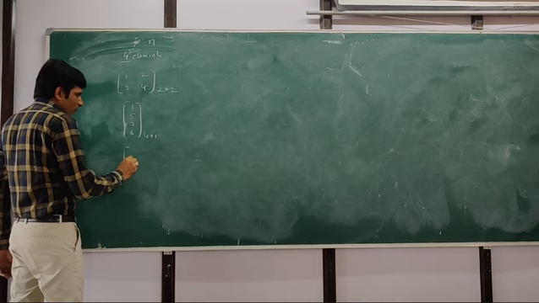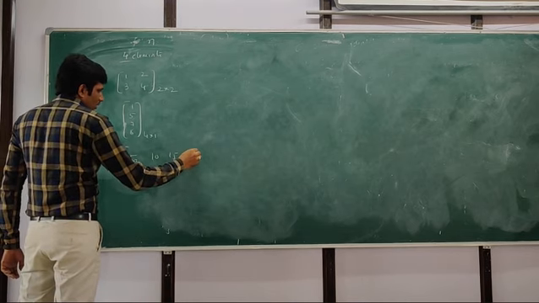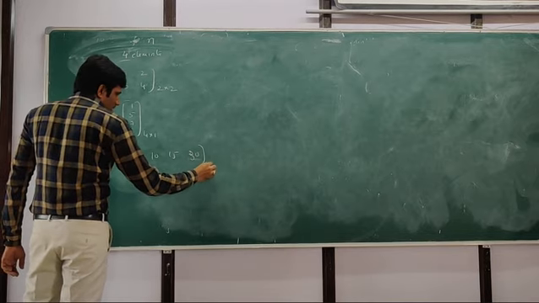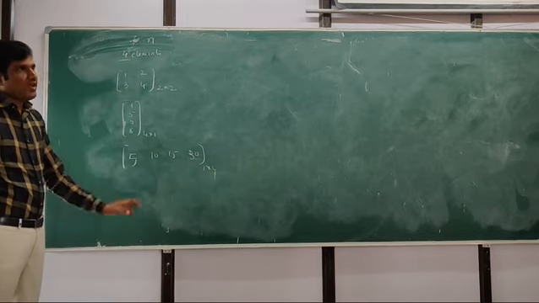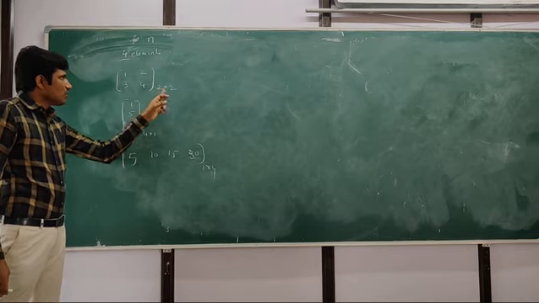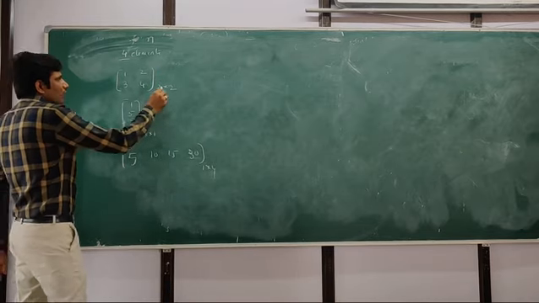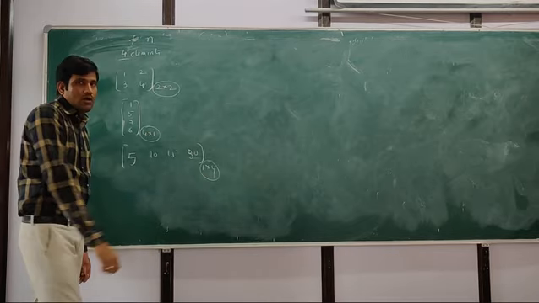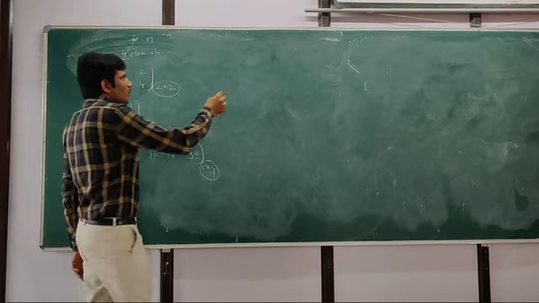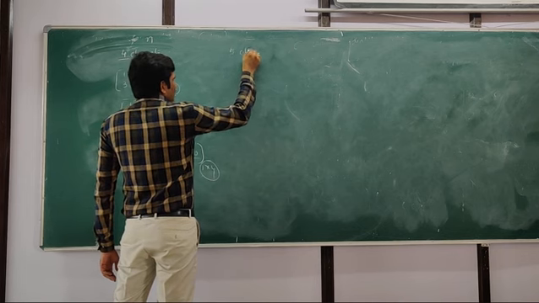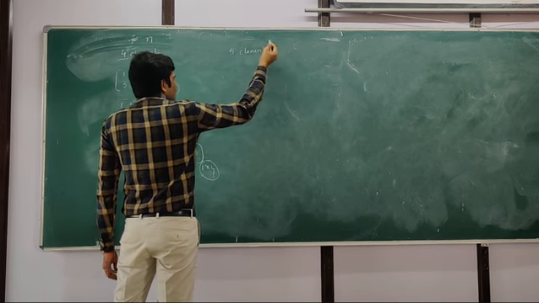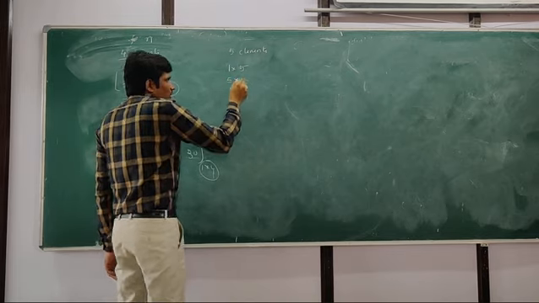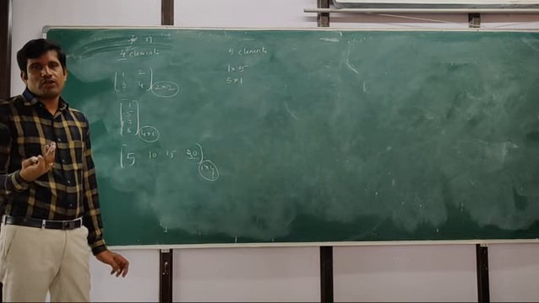Similarly 5, 10, 15, 30. Here also there are 4 elements, 1, 2, 3, 4. The order of this matrix is 1 cross 4. So if a matrix has 4 elements, what are the possible orders it can have? It may be a 2 cross 2 matrix, or a 4 cross 1 matrix, or a 1 cross 4 matrix. Next, suppose a matrix has 5 elements, what are the possible orders? The only possible orders are 1 cross 5 matrix or 5 cross 1 matrix. Other than this, we don't have any other matrix.